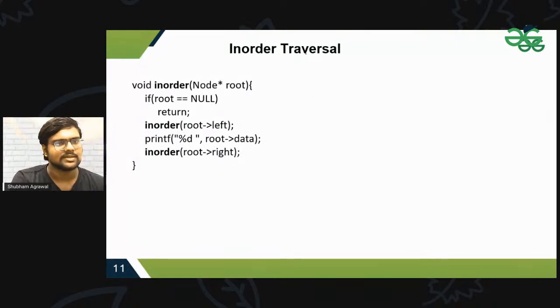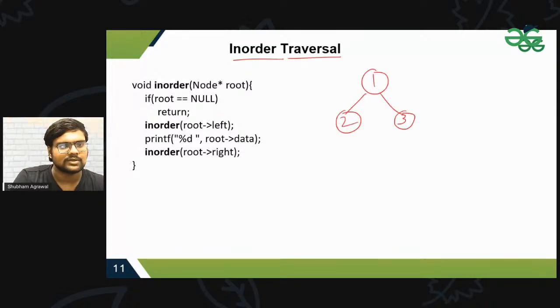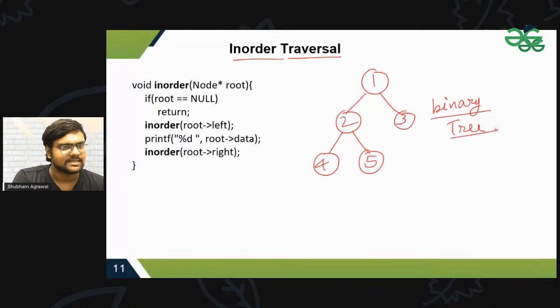In Inorder Traversal, let's consider one example. We have 1, 2, 3, 4. It is a binary tree, not a binary search tree. Let's consider this binary tree, and root is pointing to this, and the value in the node is the data item for that node. And this is the code to traverse in order.